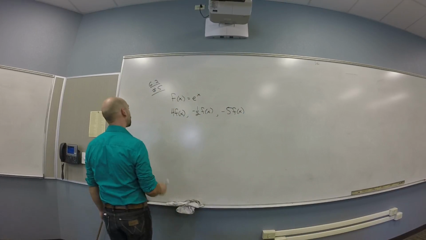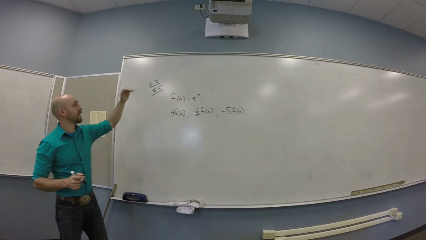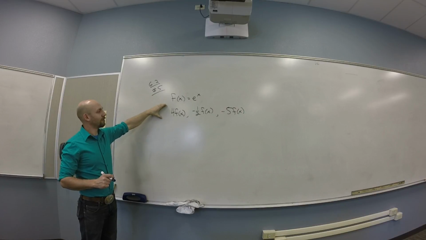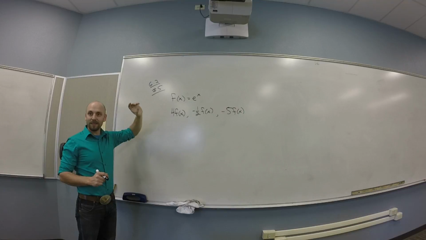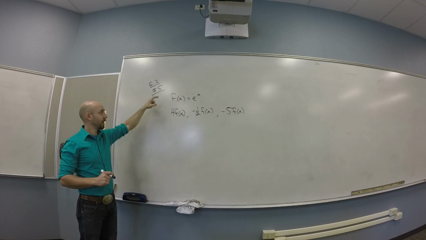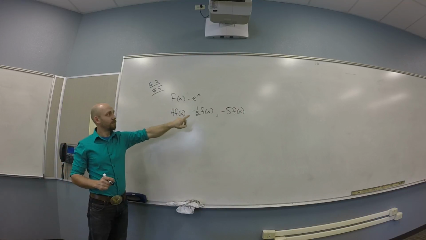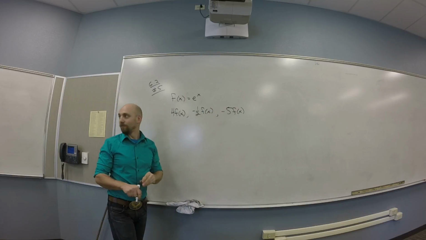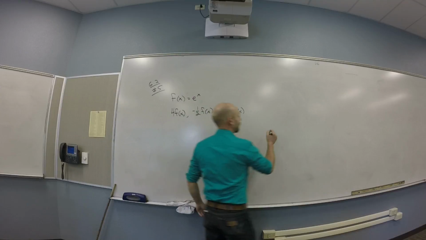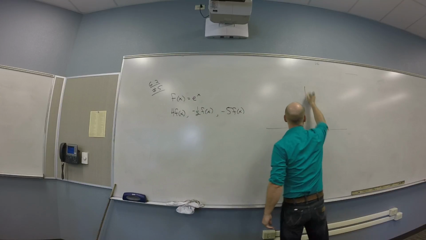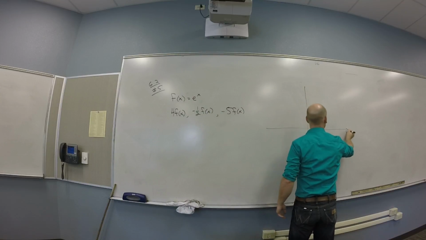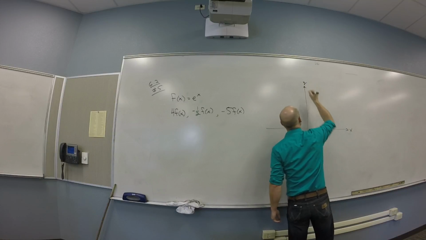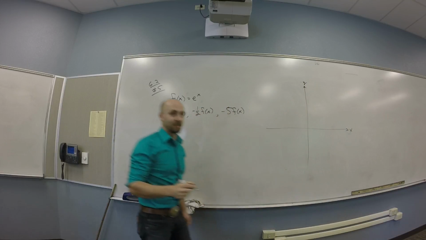All right, so if I want to do 6.2 number 5, which says f of x is e to the x, and I would like to draw on the same graph f of x, 4f, minus a half f, and minus 5f. So first things first, I'm going to need one big axis, with maybe labels, x's and y's at least.